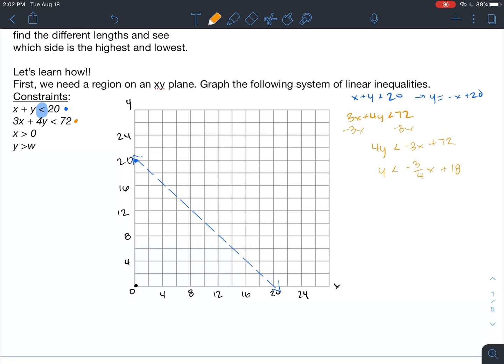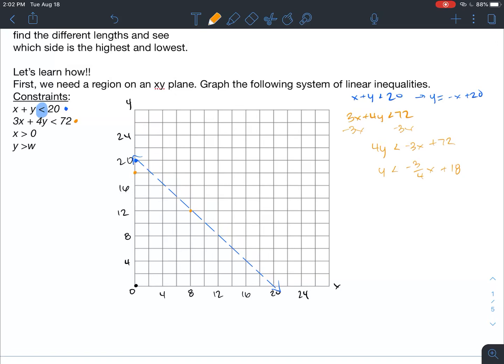Let me go ahead and double check on my calculator. 72 divided by 4 is 18. Alright, so we have our next equation. So it crosses the y-axis at 18. And then we have a slope of negative 3 over 4. 1, 2, 3 over 1, 2, 3, 4. Just like that. Now, if we want to find the x-intercept, let's put a 0 in for our y.